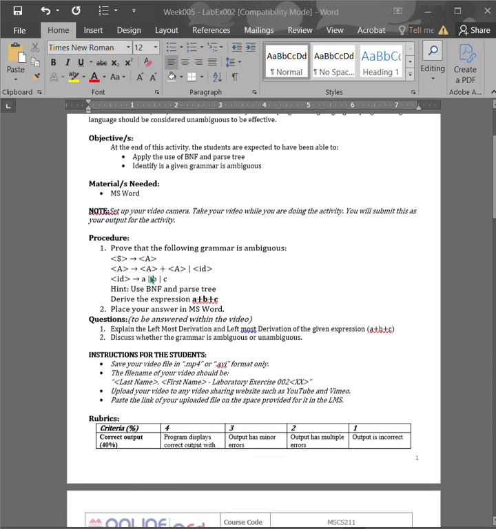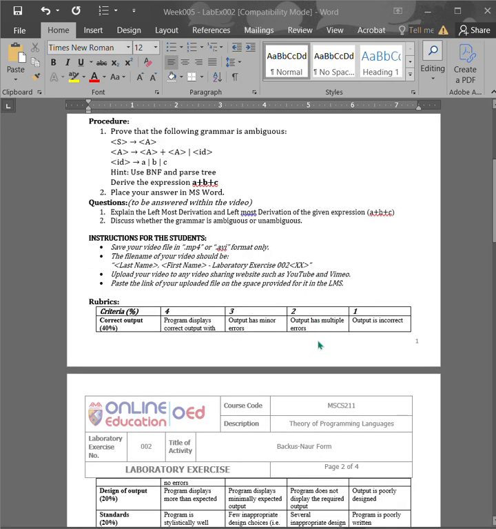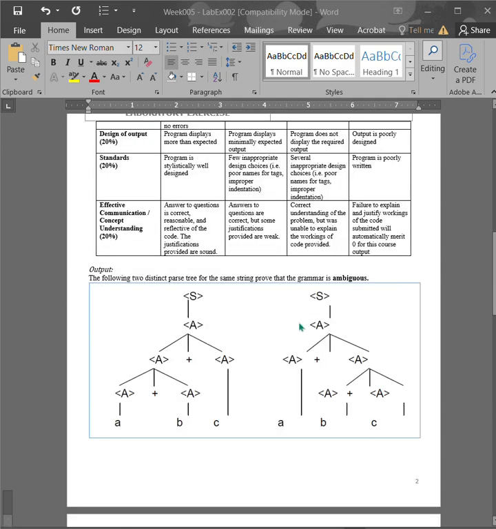S arrow to A, and A arrows to A plus A, or an identifier, and the identifier arrow to A or B or C. And this is our Backus-Naur form grammar. So the goal is to derive the expression A plus B plus C and to prove that this grammar is ambiguous by showing it can produce multiple parse trees for one same string. And let me show you how to construct the first parse tree using the leftmost derivation.